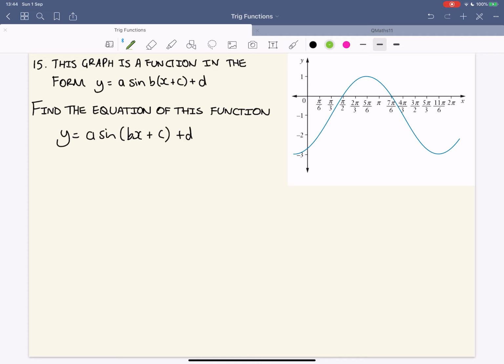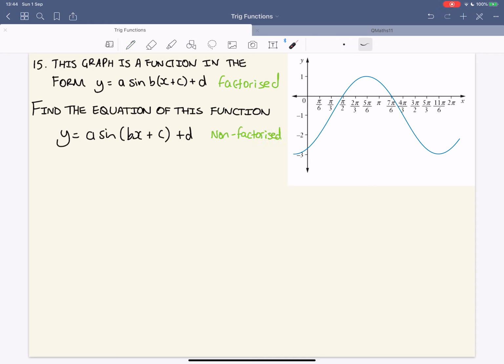This graph is a function in the form y equals a sine b of x plus c plus d. Notice that there is a difference between the function that's given here and the function that we've been working with. The difference is that the top function is just written in a different form. We call it factorized form. And ours is non-factorized.